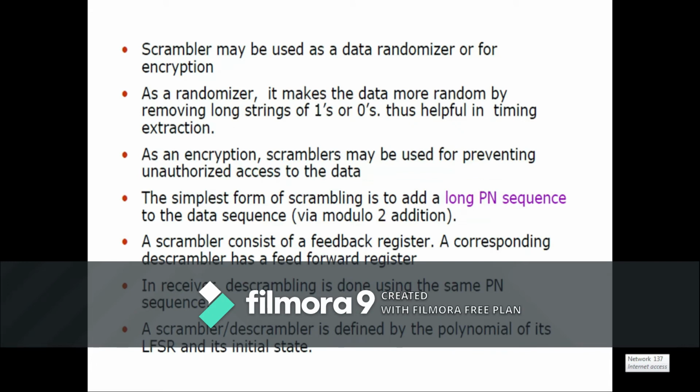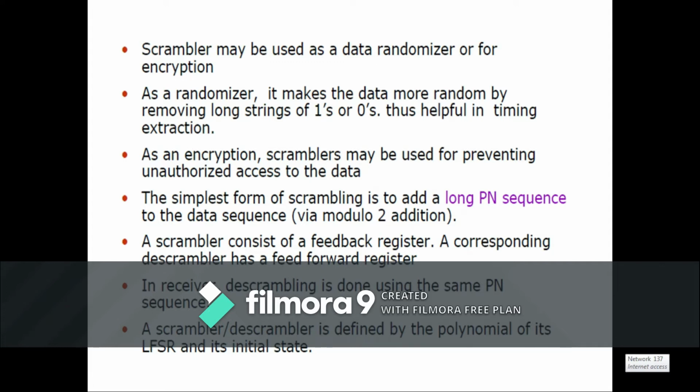Scrambling is very important for the security of data transmitted from the transmission side as well as the reception side, for secure data in military applications or any commercial application where data security is important. The scrambler may be used for data randomization or for encryption purposes. And scrambling means binding the data.